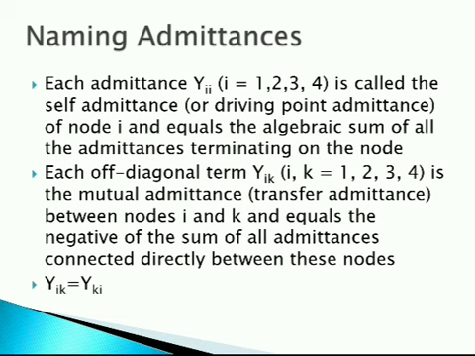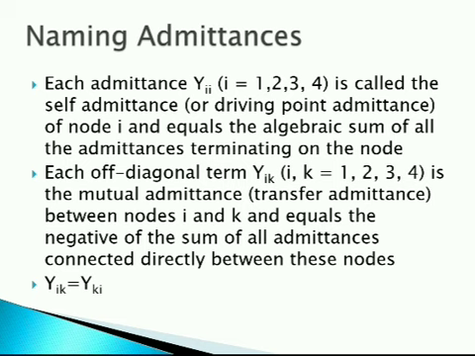This Yii form of the admittance element is called the self admittance, and it is the sum of all the admittances connected to that particular bus. For example, let us say that we are considering bus 2. So we have the self admittance for bus 2 as Y22, and it is the sum of all admittances that are connected to bus 2.